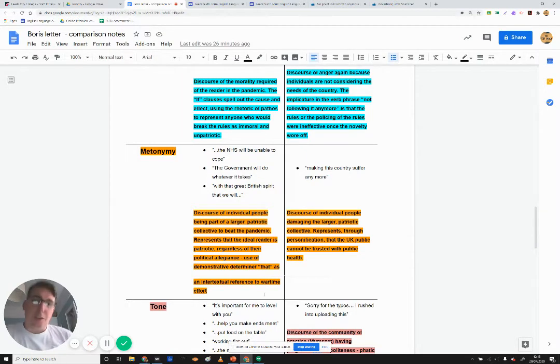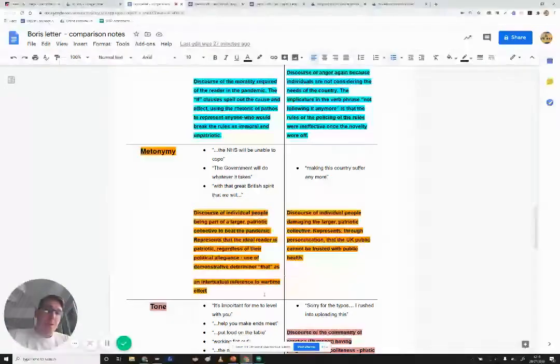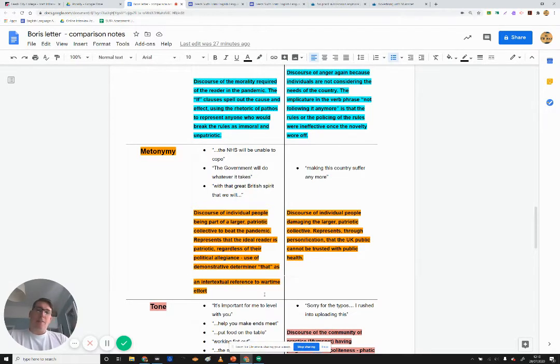Again, interesting use of future tense here, future simple tense. The government will do whatever it takes. So again, the absolute authority. The representation of the government as an absolute authority in combating coronavirus. And another example of metonymy, the great British spirit. This kind of links into that idea of we're all part of the great British nation, and that we can coalesce and work together.